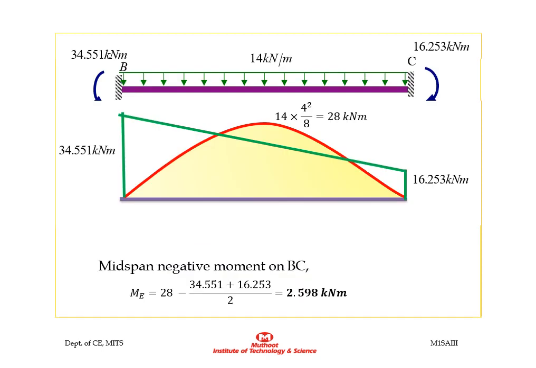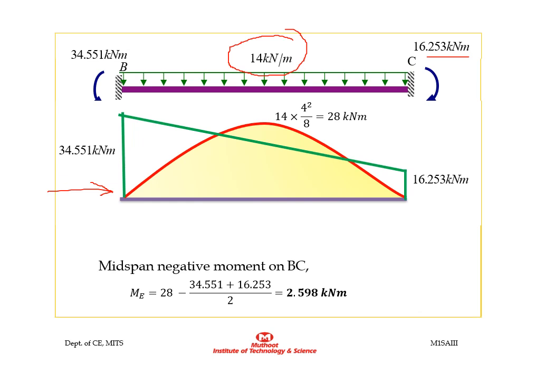Here are our final results. For beam BC, on the left side of the beam, the moment obtained was 34.551 kilonewton meter in the anti-clockwise direction. On the right side, it is 16.253 kilonewton meter acting in the clockwise direction. The total load acting on the beam is 14 kilonewton per meter. So this is our bending moment diagram.